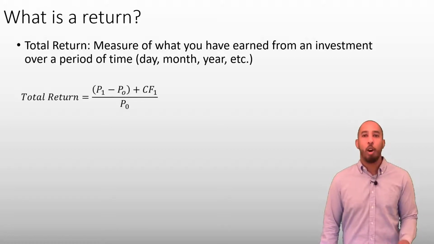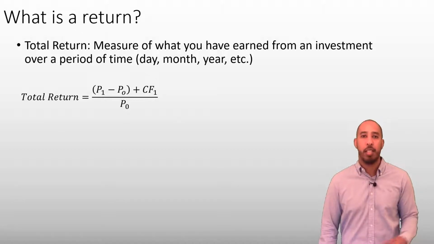We can express the total return of an investment with this formula that should look pretty familiar. The total return is the change in price over the period, that's P1 minus P0, plus the cash flow earned over that period, CF1, all over the current price, P0.